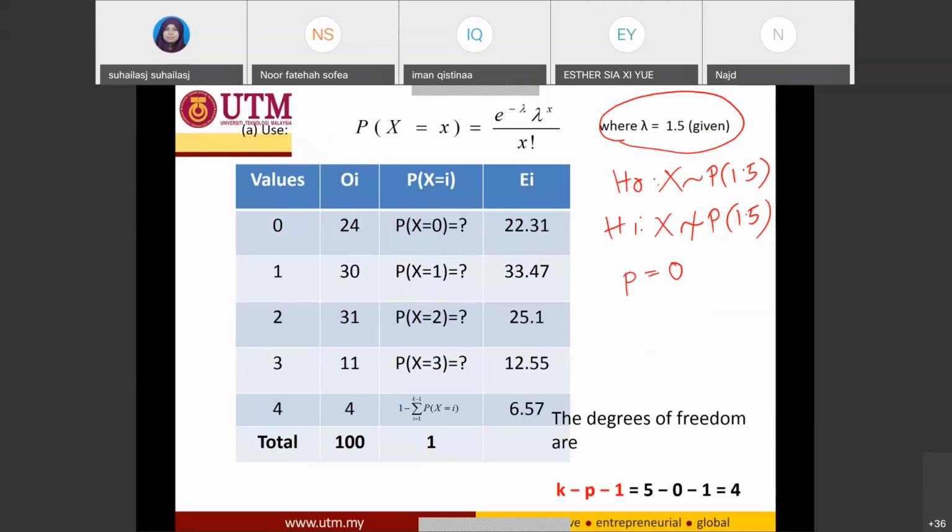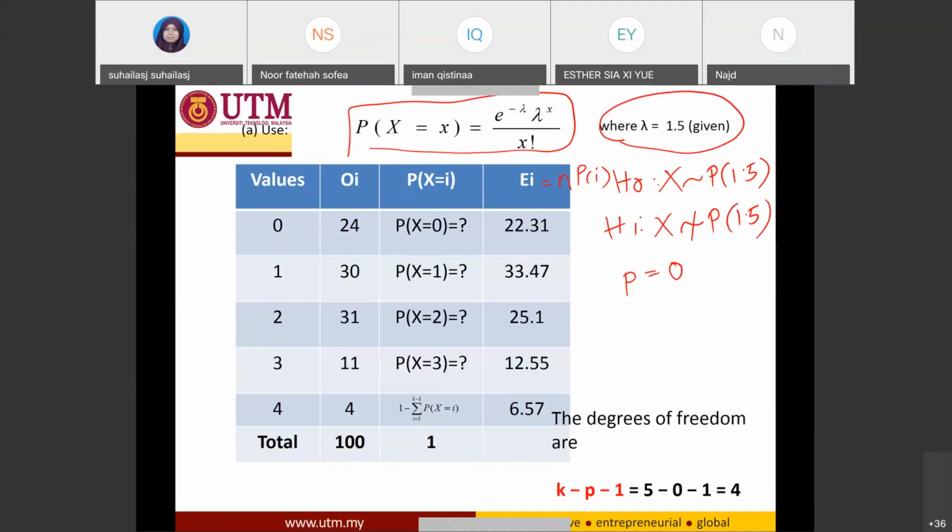Now the Poisson distribution probability function. Your Oi from just now we put in terms of your table. You need to find your probability, because the probability is not given, and you need to find your Ei. The formula for Ei is N times your probability, so 100 times your probability.